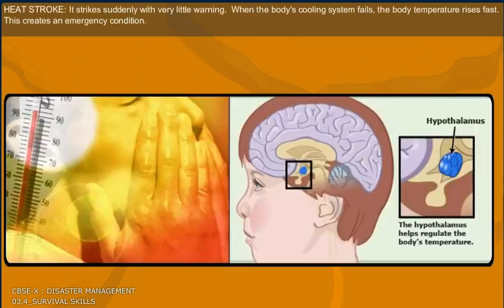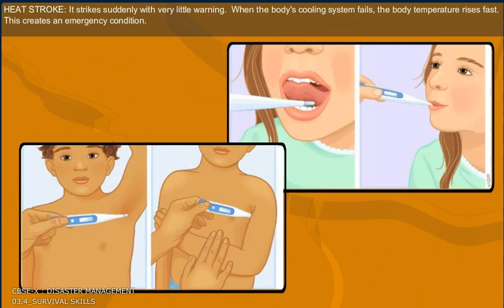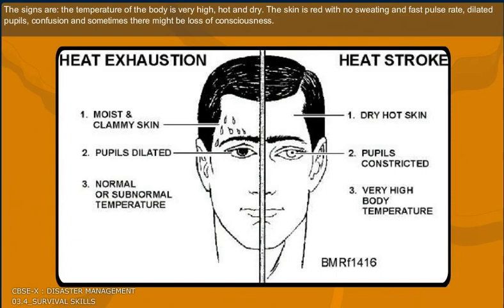Heat stroke. It strikes suddenly with very little warning. When the body's cooling system fails, the body temperature rises fast. This creates an emergency condition. The signs are: the temperature of the body is very high, hot and dry. The skin is red with no sweating and fast pulse rate. Dilated pupils. Confusion, and sometimes there might be loss of consciousness.